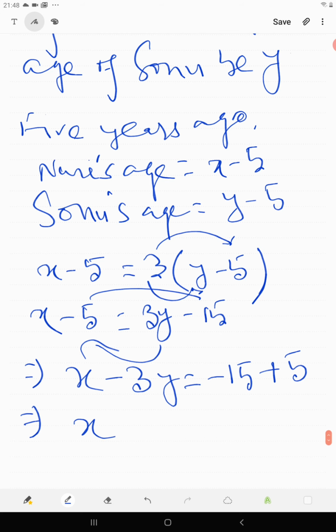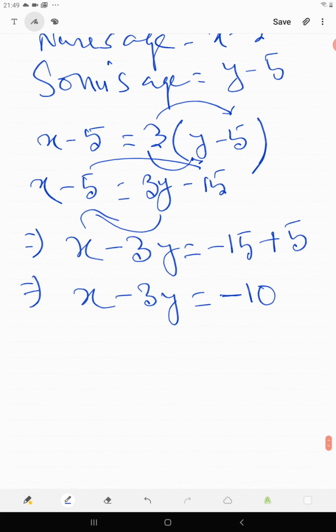So it will be X minus 3Y equals to, now minus 15 plus 5. So what is the bigger number? It's 15. So sign of 15 will be coming. So it will be minus first. This is the first thing, and then subtract from higher number to lower number. So higher is 15. So 15 minus 5 is 10. So it is minus 10. So this is our equation 1.